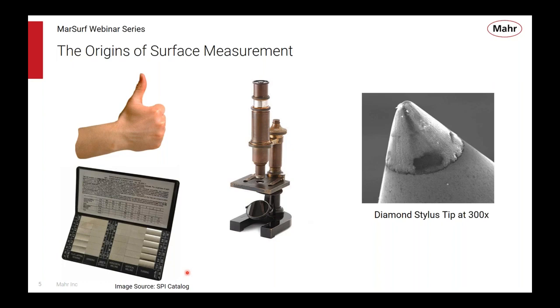And then the first instruments, which actually took a diamond and moved a diamond across the surface to measure it, started in the 1930s, but didn't become really popular until about the 1950s. In the far right view, you see a scanning electron microscope view of a diamond stylus, and the tip on a diamond stylus that would be used to drag across the surface and measure the motion of that stylus as it follows across the surface, and therefore get a representation of the surface coming from that diamond.